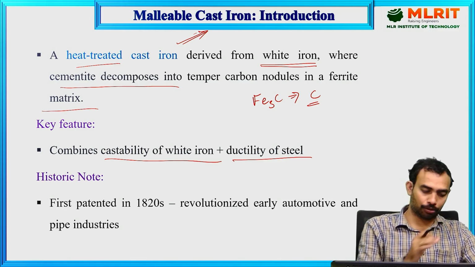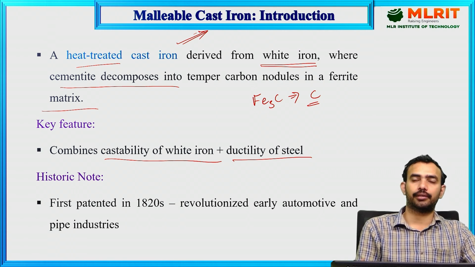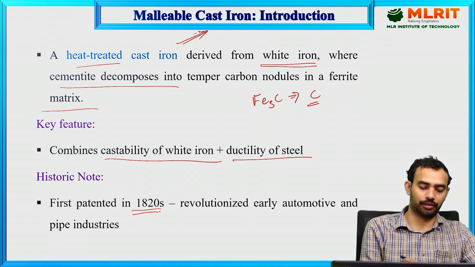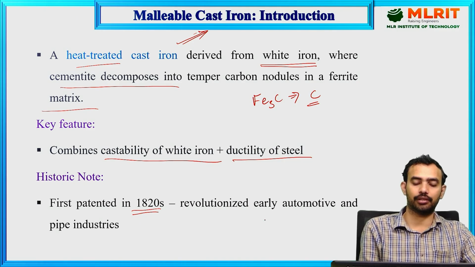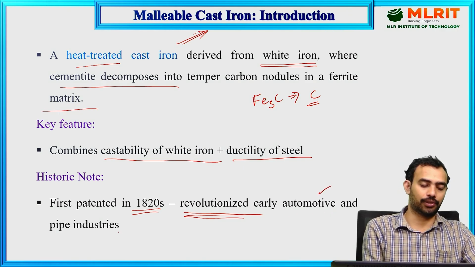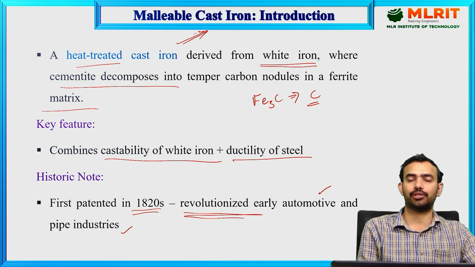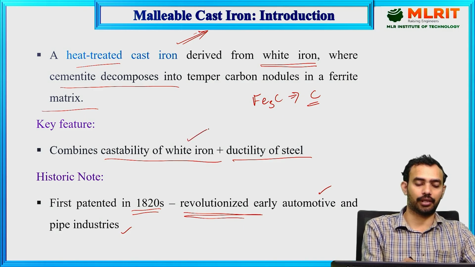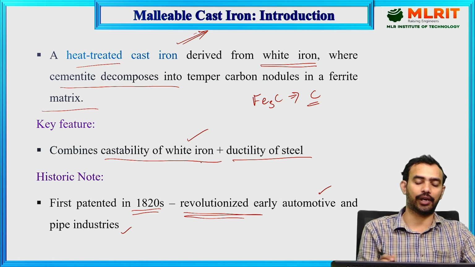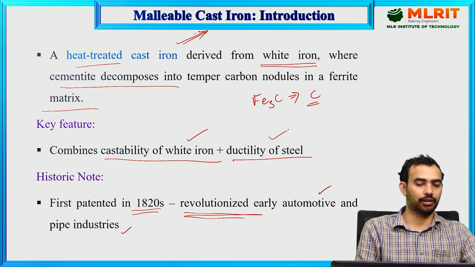On a historic note, it was first patented in the 1820s, in the early 19th century, and it revolutionized early applications in the automotive as well as pipe industries. It was extensively used in those days because of its properties: its castability, the fluidity you get in white cast iron, as well as the ductility of steel that can be observed with this material.